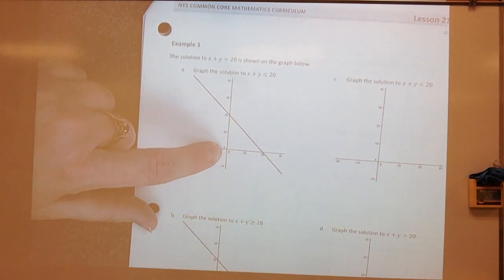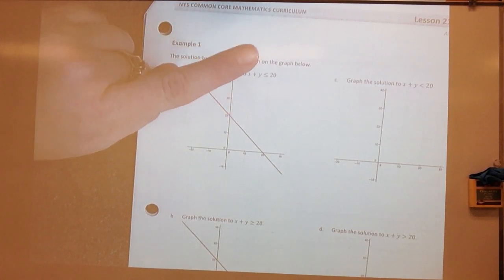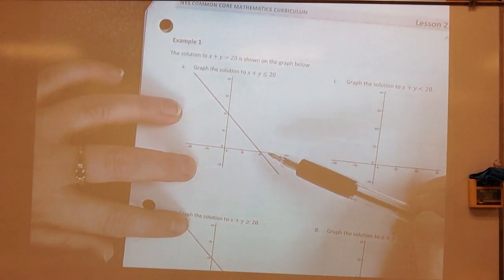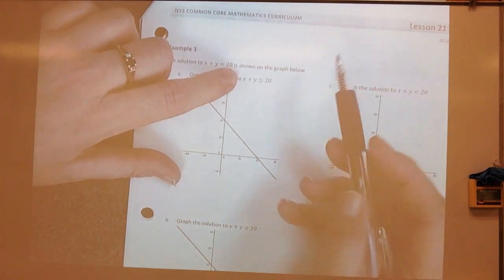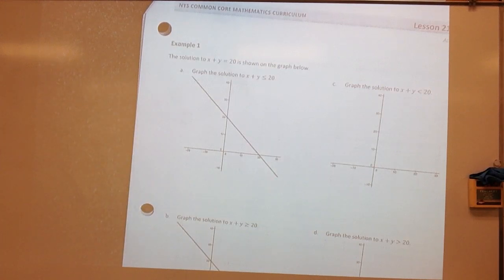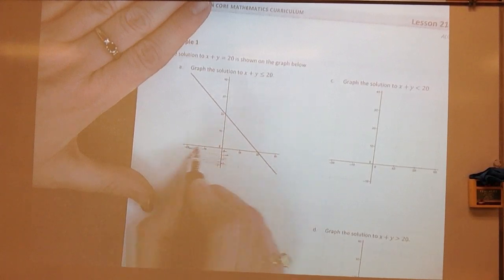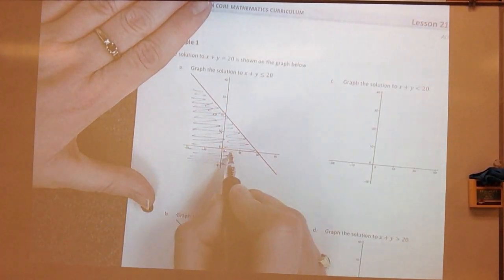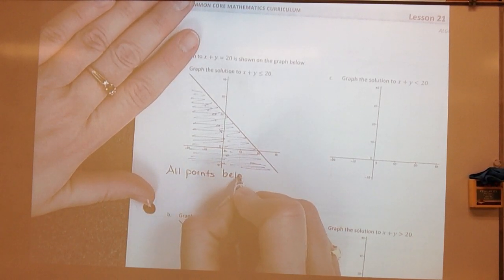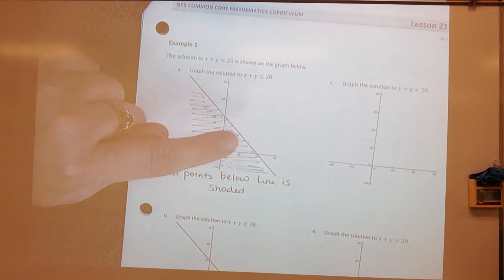So I can look at 0, 0. I'm going to plug 0 in for x and 0 in for y. 0 plus 0 is 0. Is 0 less than or equal to 20? It is. So I know the points down here should work. Let's choose a point here. Let's choose 20, 30. So I'm going to put 20 in for x, 30 in for y. That gives me 50. Is 50 less than or equal to 20? It is not. So it tells me that all points below the line should be shaded. So everything here below my line is shaded. That means every point that I choose here will work with that inequality.